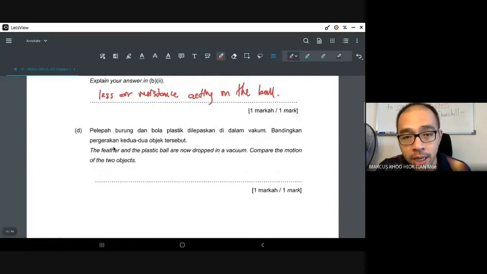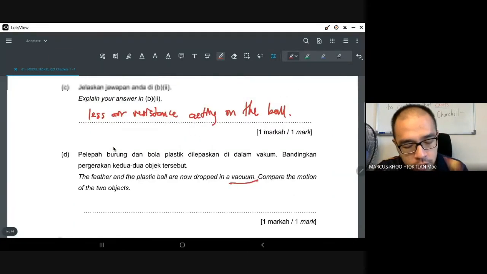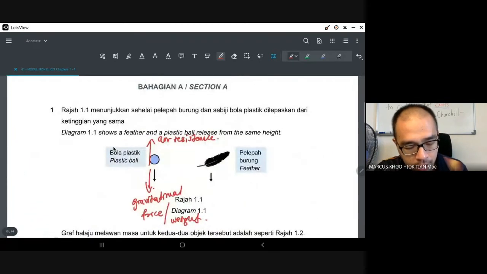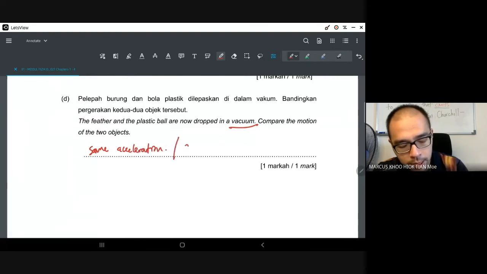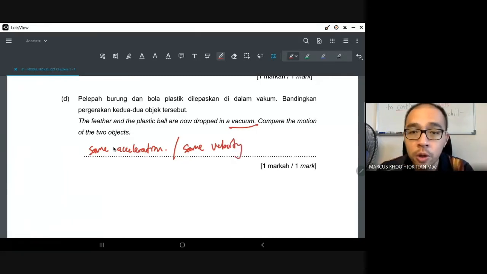Now the feather and the object are dropped in a vacuum. Originally it is dropped in air, on Earth. But in a vacuum, when we compare the motion of the two objects, they're going to have the same acceleration, or the same velocity. So when you compare motion, you always want to talk about acceleration, velocity, displacement. So: same acceleration, same velocity.